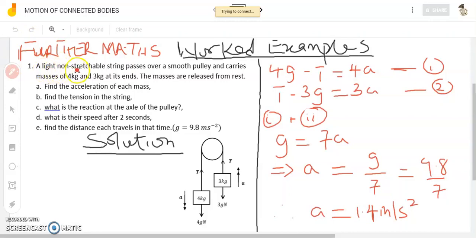A light non-stretchable string passes over a smooth pulley and carries masses of 4 kg and 3 kg at its ends. The masses are released from rest. A. Find the acceleration of each mass.